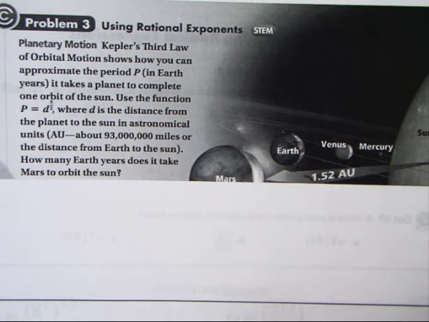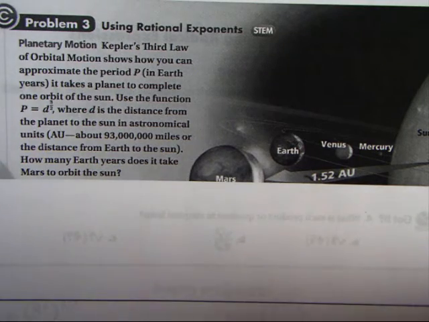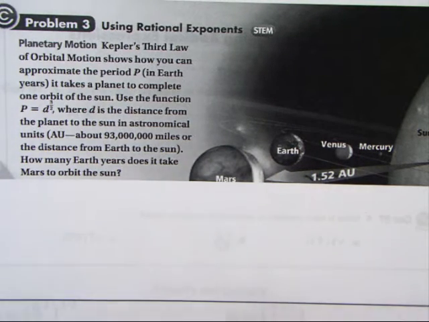In problem 3, it says planetary motion. Kepler's third law of orbital motion shows you how you can approximate the period p in Earth years that it takes a planet to complete one orbit of the sun. Use the function p equals d to the 3/2 power, where d is the distance from the planet to the sun as an astronomical unit, AU, which is approximately 93 million miles, or the distance from the Earth to the sun. How many Earth years does it take Mars to orbit the sun?